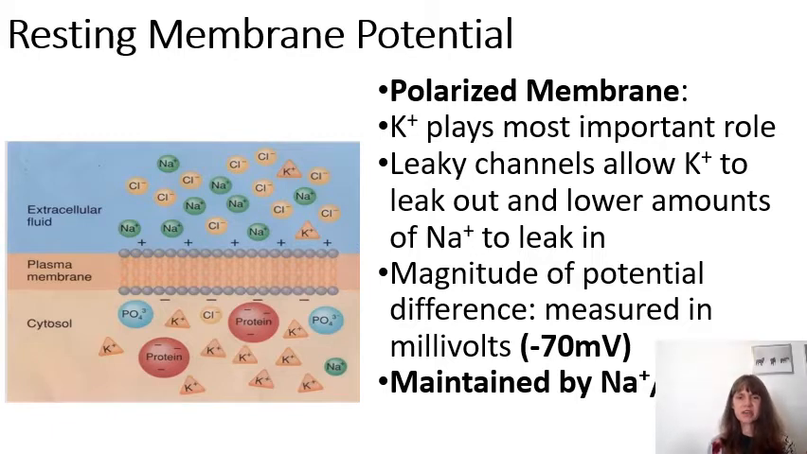This allows the generation of more negativity just inside the plasma membrane and more positivity just outside the plasma membrane, resulting in a potential difference that's measured at negative 70 millivolts in a neuron. The resting membrane potential, even though it's established by potassium leaking out, is going to be maintained by sodium-potassium pumps.